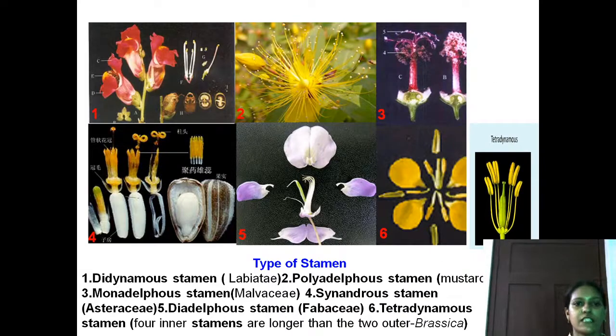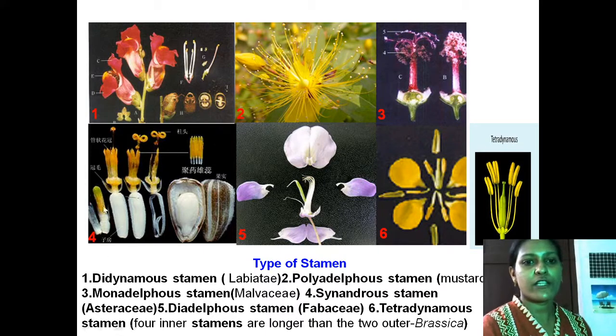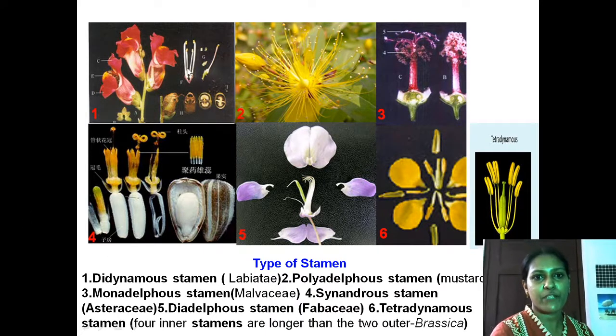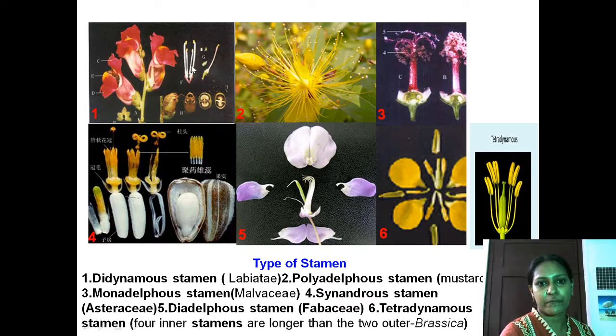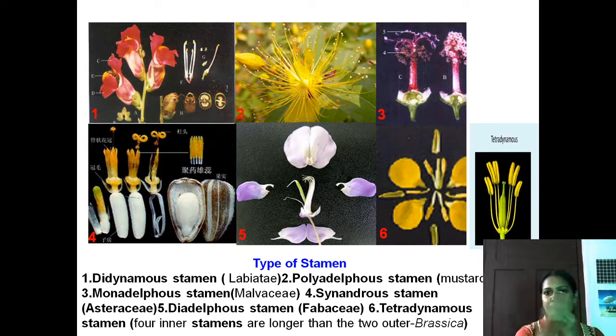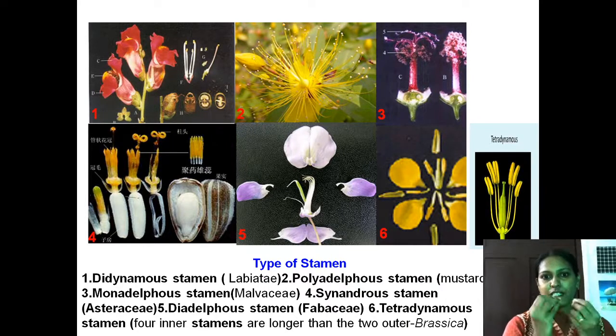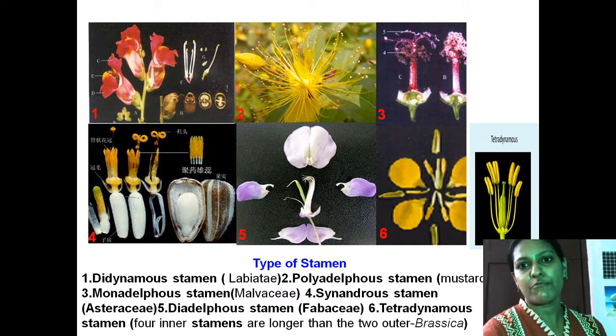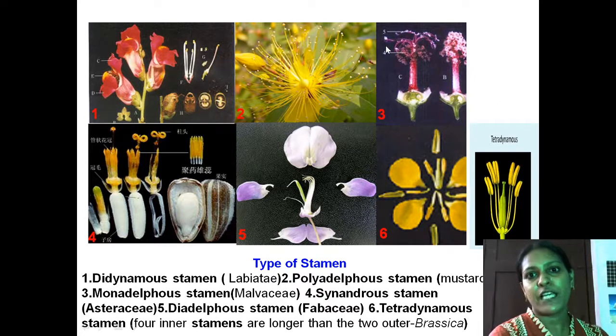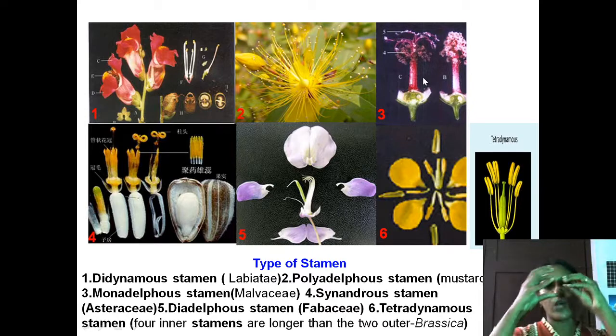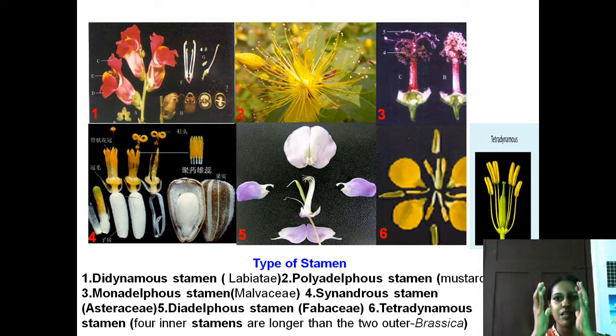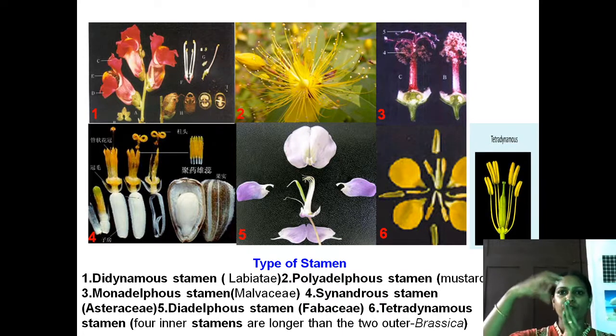See the flower, the diagrammatic view. See the first picture, didynamous: two stamens are bigger and two are smaller. What about this? The second one is polyadelphous. The filaments are fused, though it is not very clear here, but the lower filaments are fused into many bundles. This is seen in the mustard family. The third one is hibiscus, monoadelphous. Stamens are fused together to form a single bundle, and on top you could see a lot of anthers.